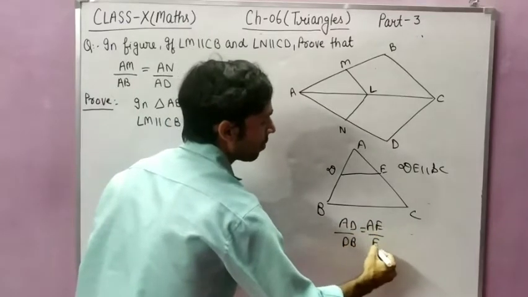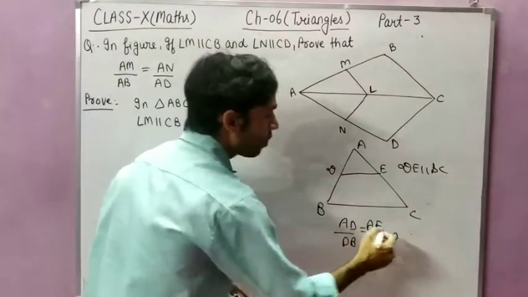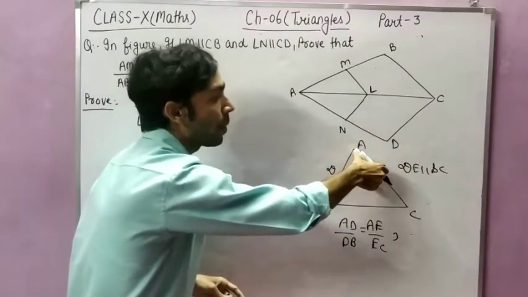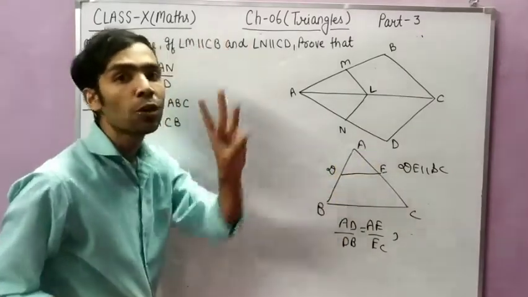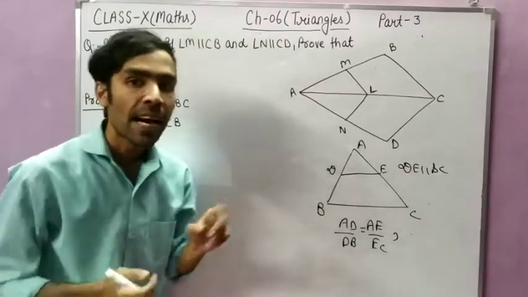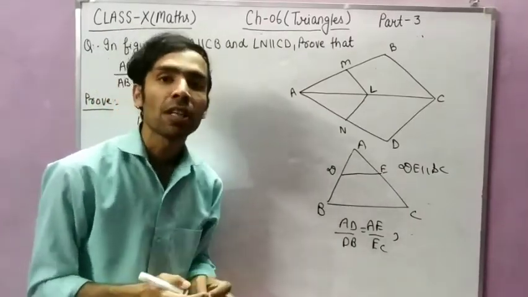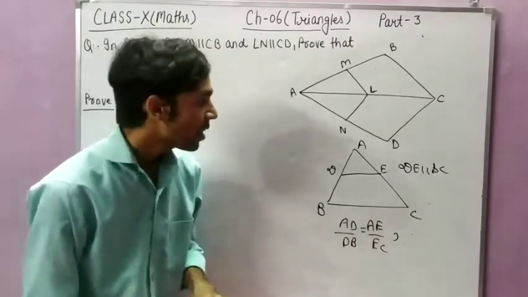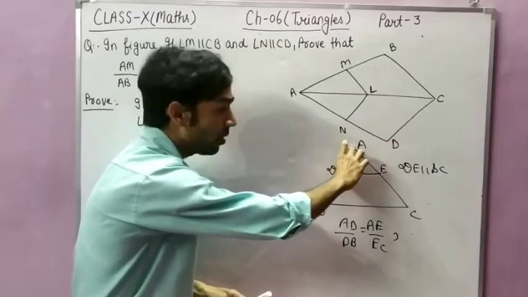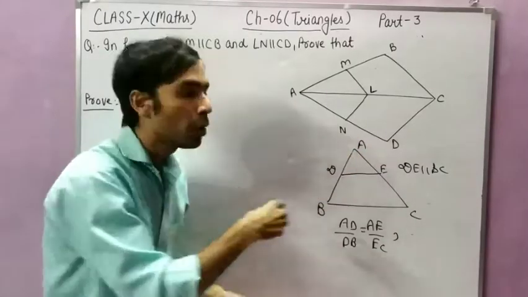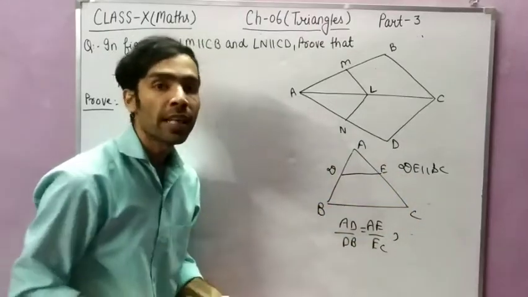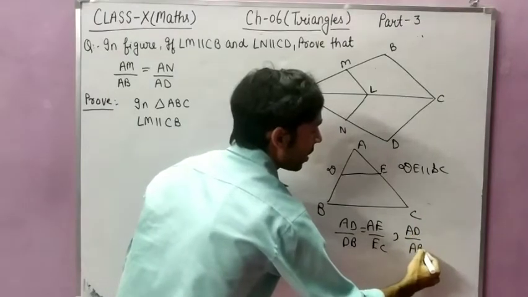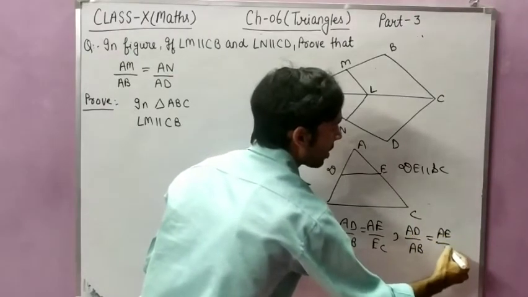This is the basic Thales theorem. One more result I told you: the upper part divided by the full part is also equal to the upper part divided by the full part. In the previous class, I told you the basic Thales theorem, and with its help we derived two more results. The upper part divided by the whole part is also equal to the upper part divided by the whole part of the two sides. So this is also a Thales theorem: AD by AB is equal to AE by EC.